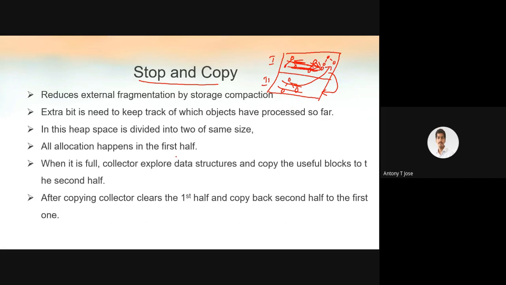In this, the heap memory will be divided into two equal halves. All the allocation will happen in the first half. When the first half is full, the GC, that is the garbage collector, will find all the useful data structures and copy them to the second half. The first half will be cleared, then the useful data structures stored in the second half are copied back to the first half, and the execution continues.